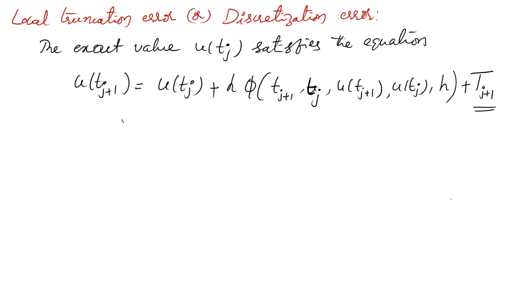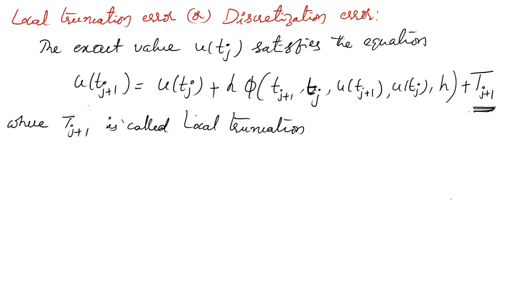When I substitute the exact solution into the approximate numerical method, then definitely you will get one error term. What is this error? In the numerical scheme, if I substitute the exact solution, definitely it is not satisfied, so there must be some error. That error is called T j plus 1, where T j plus 1 is called the local truncation error of the method.